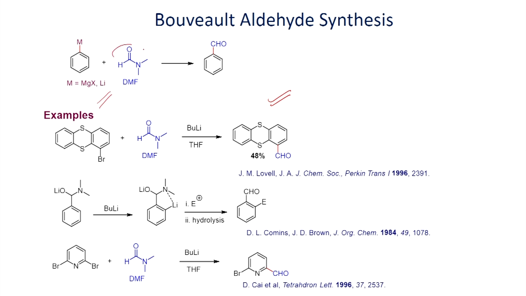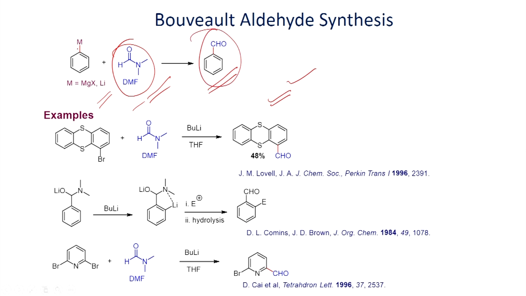You can try to react with dimethylformamide. This way, you will be able to introduce the aldehyde functional group. We have already seen this when we studied the organolithium reagents. This is also a common method if you want to introduce an aldehyde functional group.